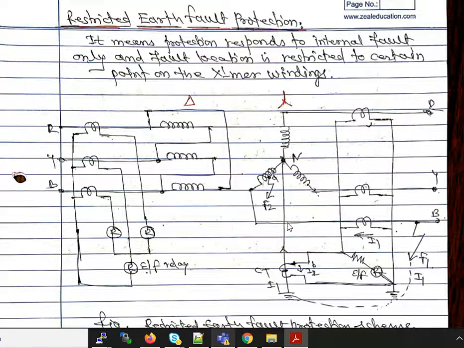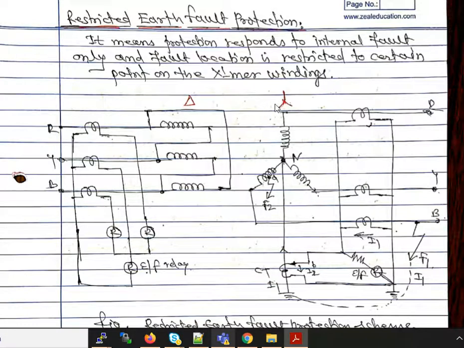Now let us have an internal fault at any location on the winding. Let us say the fault takes place at this point on the winding. Now it completes its path, say from F2 to the earth to the neutral and again neutral to point A. In this way it completes the fault current path, and there is no reflection on the CTs connected in the lines, and therefore the current I2 is much greater than I1 and therefore the relay operates. Thus the protection responds for the internal fault only.